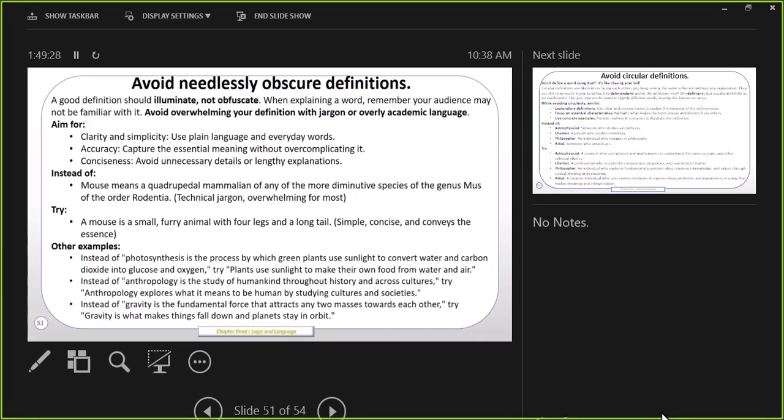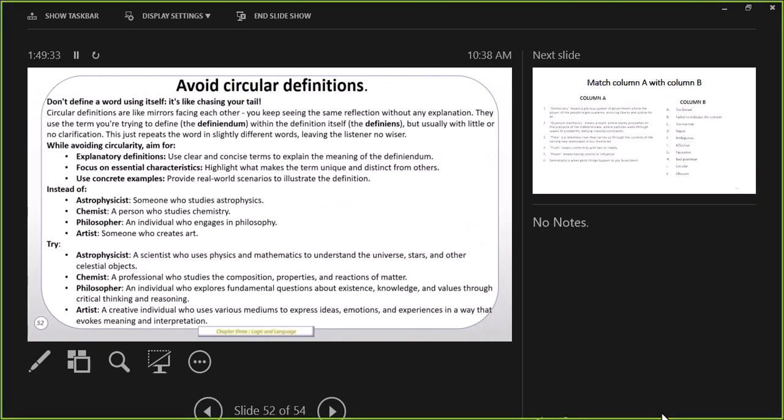Other examples, you can look at in the other examples. Avoid circular definition. A definition is considered circular when? Circular, as the name implies, it repeats the defendant, right? The defendant repeats the defendant. It circulates rather than adding new information, right? The defendant is a slightly changed form of the defendant.